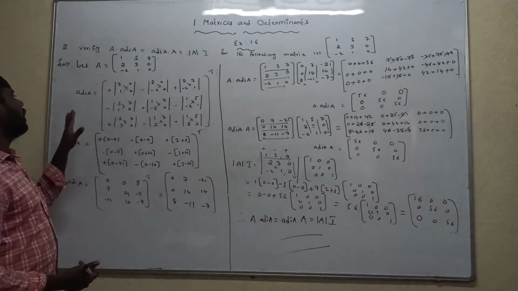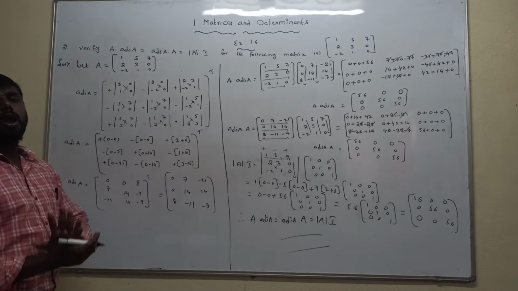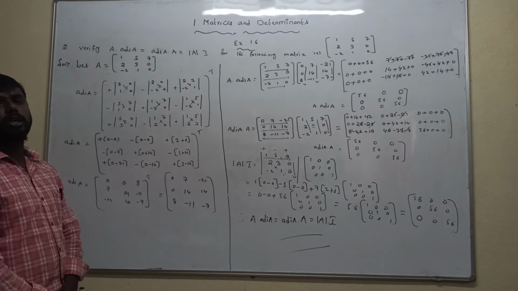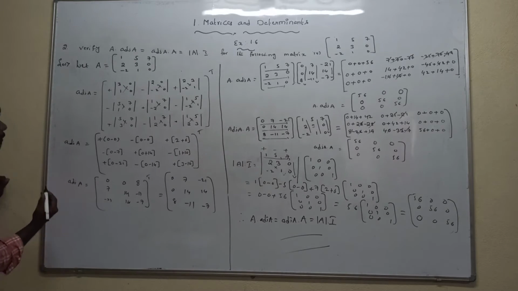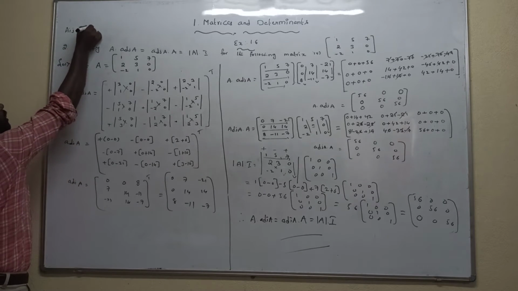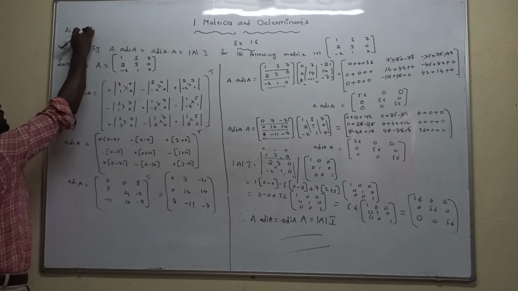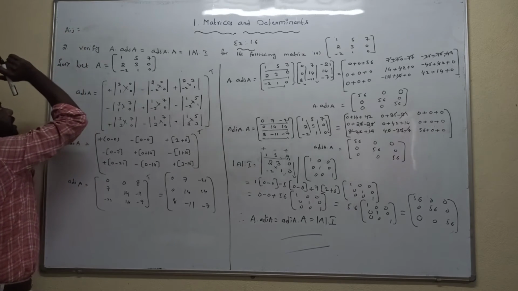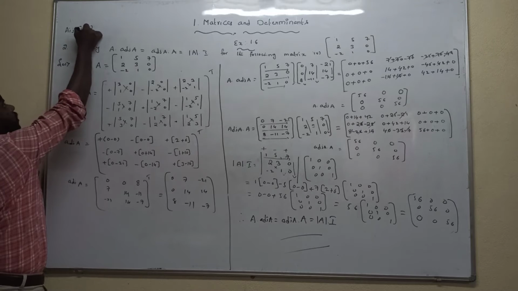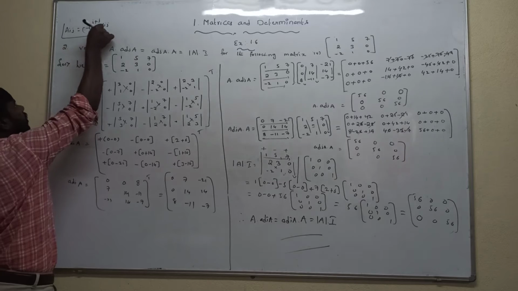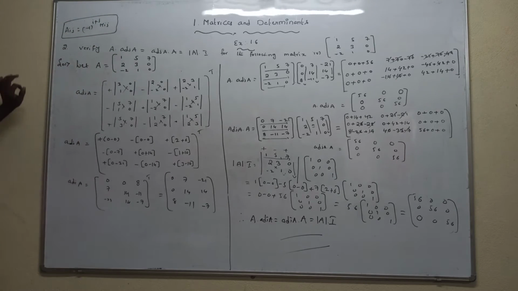First we need to calculate the adjoint of A. How to find the adjoint of A: it is the transpose of the matrix of capital Aij. Aij is nothing but the cofactor of the element Mij. So Aij is nothing but minus 1 whole to the power of i plus j into Mij. This is the formula for the cofactor of the element small aij.